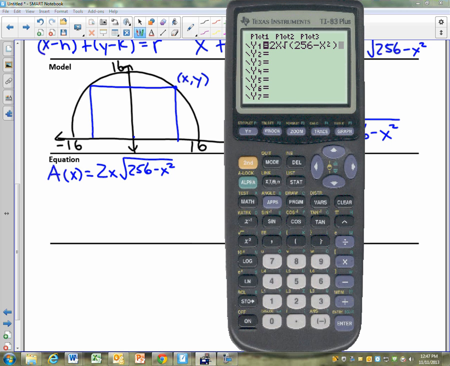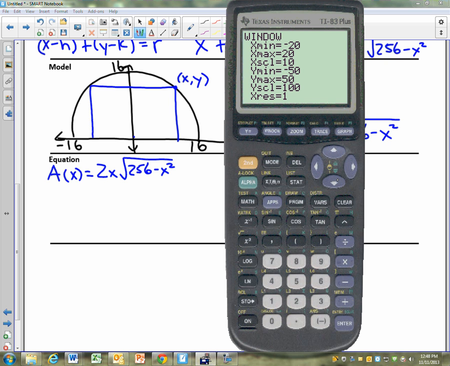Before I even graph this, I'm going to go straight to my window because we've learned that we have certain constraints. You tell me, everybody, what is the largest your x value could be? 16. So I don't see 16 here. So I should definitely move this out. Negative 20, positive 20. That way I can see all of my x values that I want. I go to my scale. I'll make it 10.